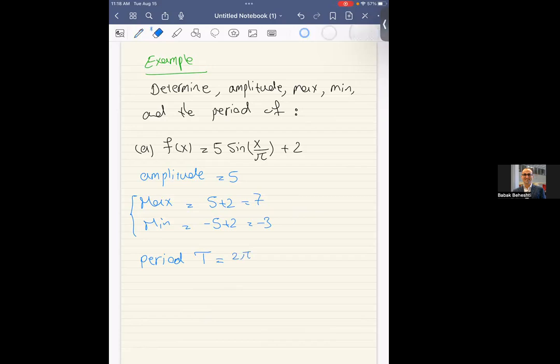Oh, by the way, let me just change this. My bad. So instead of sine of x over pi, let's say sine of pi x, x times pi. So the period is 2 pi divided by k. Here k is pi, so it's 2 pi divided by pi, equal to 2.